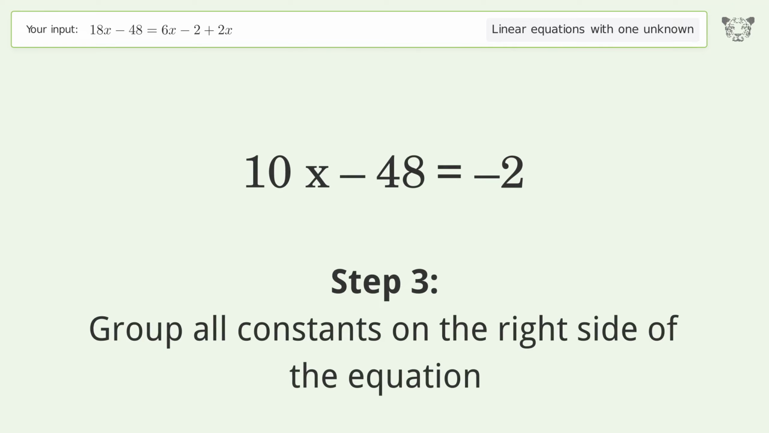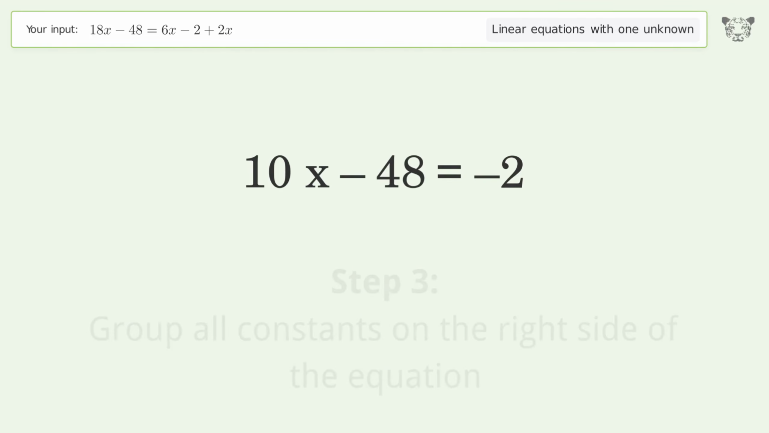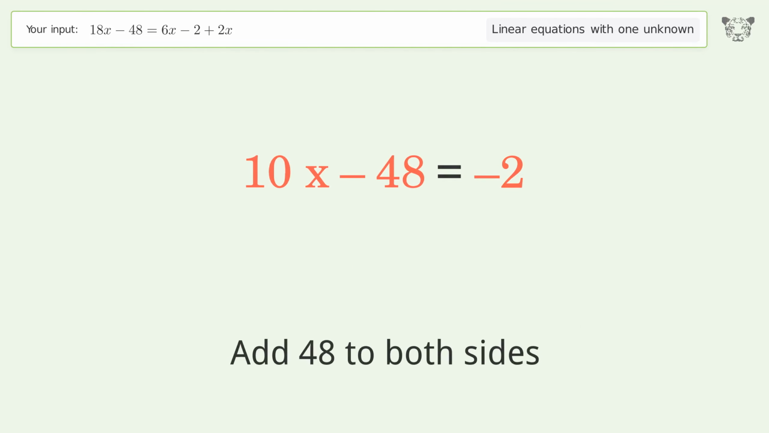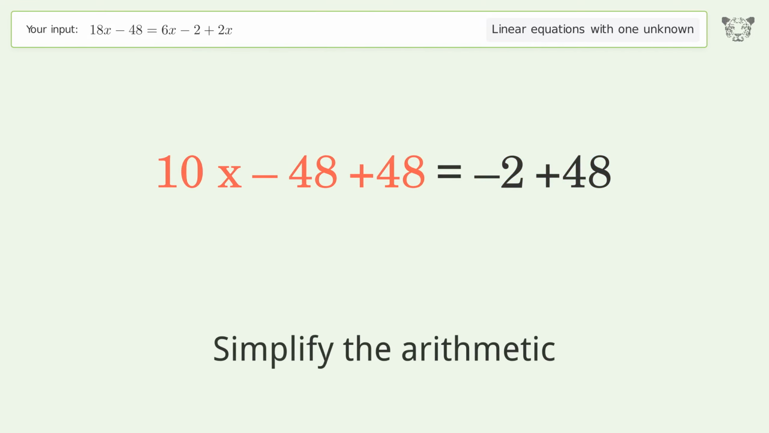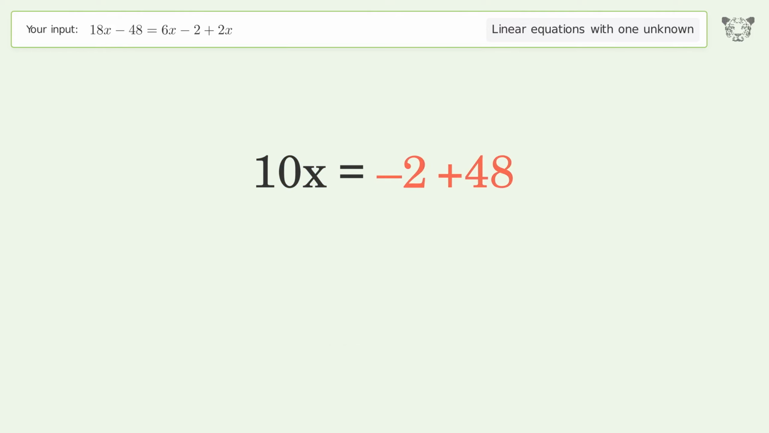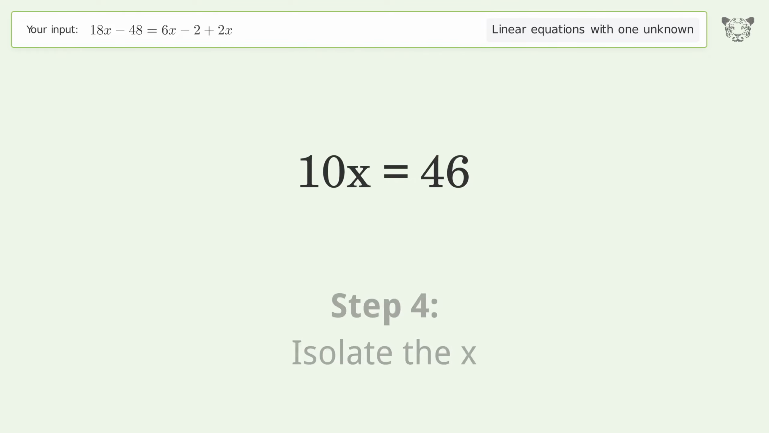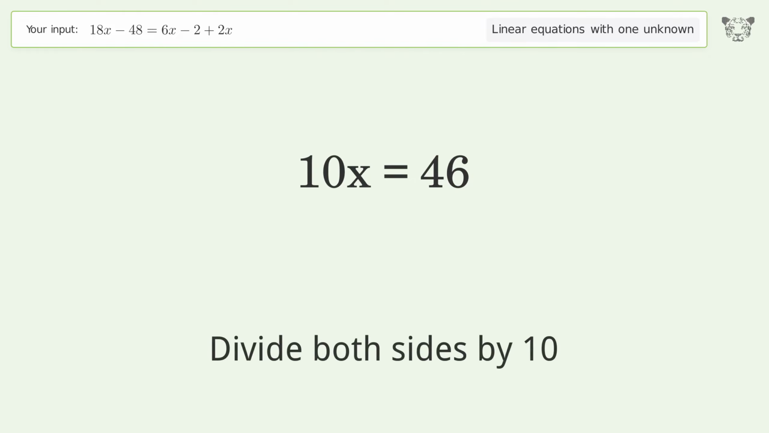Group all constants on the right side of the equation. Add 48 to both sides. Simplify the arithmetic. Isolate the x. Divide both sides by 10.